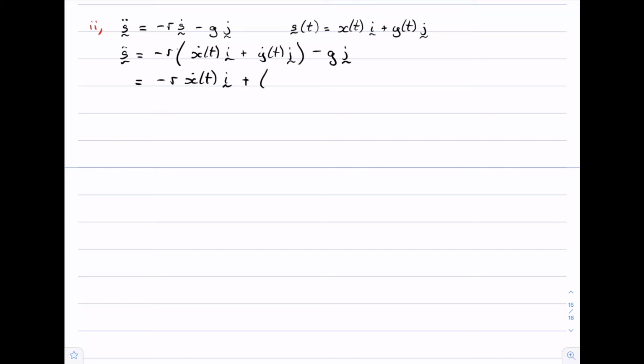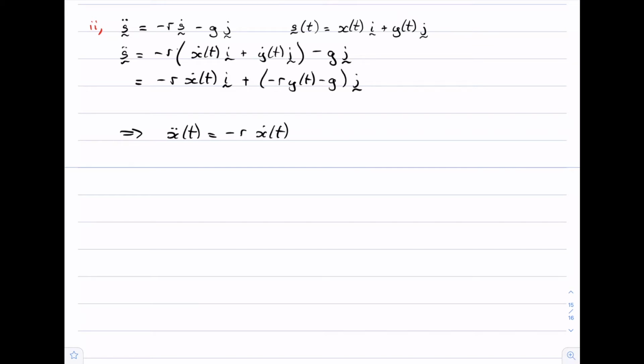plus, and I'll put this bit in brackets, minus r y dot of t minus g, times j. So now we can clearly read off that this is the x component of the acceleration and this is the y component of the acceleration. Since we only want to look at the x component, we can therefore say that x double dot of t, the acceleration in the x component, is equal to minus r x dot of t.